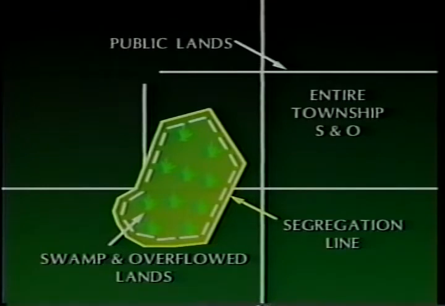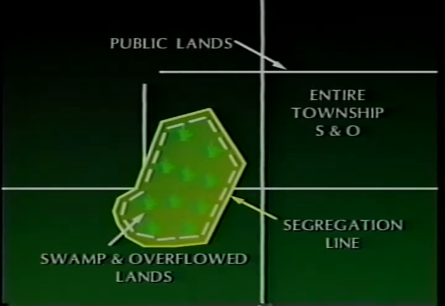Now, what about swamp and overflowed lands? That's another category of land which lies along a water course. Swamp and overflowed lands, while not sovereign, generally lay between the United States public domain and the ordinary high water mark. These were segregated from the public lands one of two ways. The monitor shows the two ways.